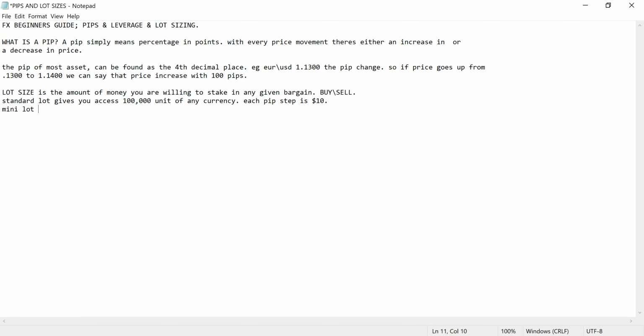Then we have the mini lot that gives you access to 10,000 units of currency. Each pip step equals $1.